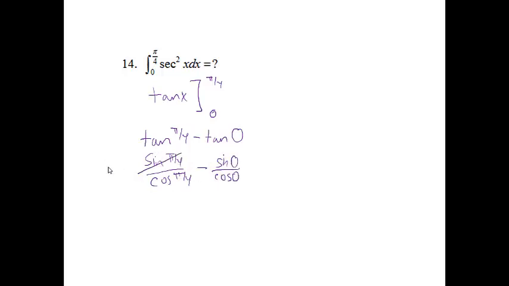Okay, the sine of pi over 4 is the square root of 2 over 2. The cosine of pi over 4 is also the square root of 2 over 2. So this whole thing will be 1. And then minus the sine of 0 is 0. The cosine of 0 is 1. 0 divided by 1 is 0. So 1 minus 0 is 1.